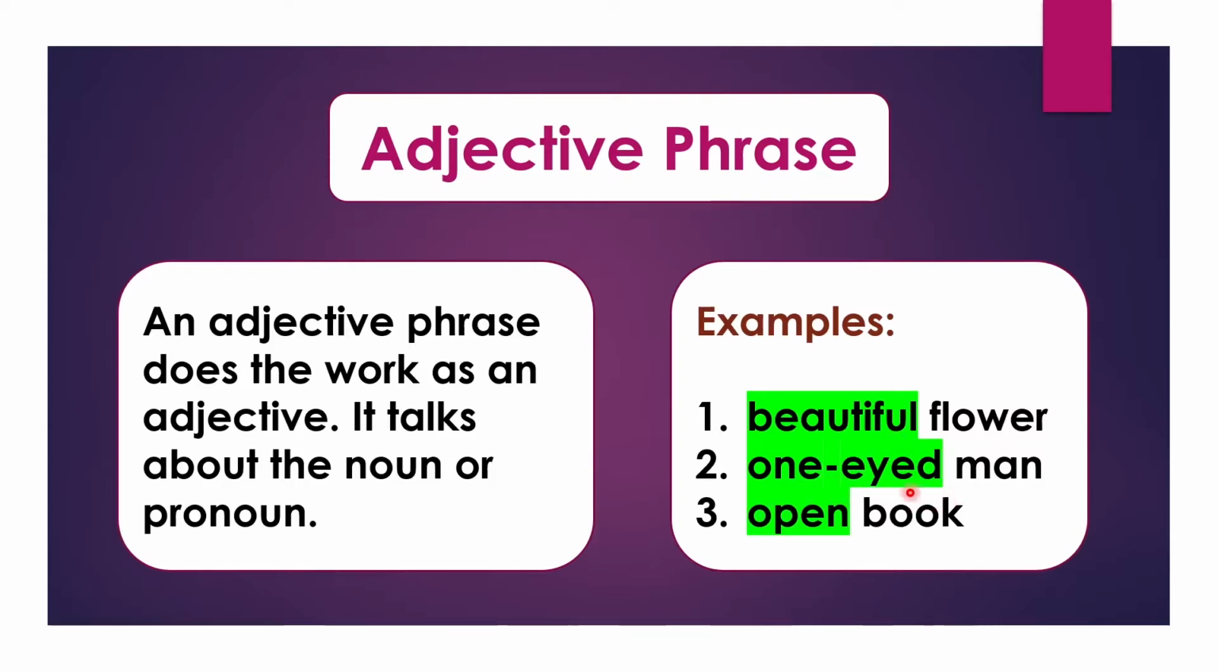One-eyed man. Here one-eyed is the adjective and it is describing the noun man. So this is adjective phrase. Open book. How is the book? So the book is open. So open is the adjective here. So this is an adjective phrase.